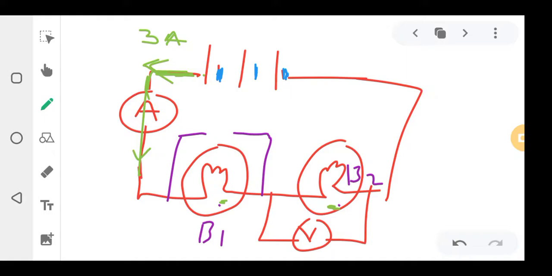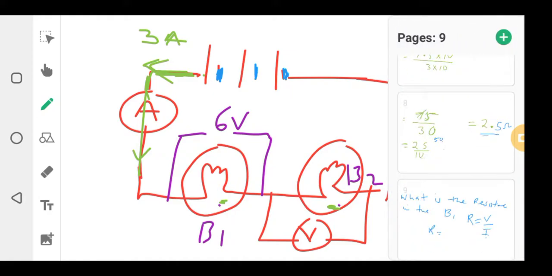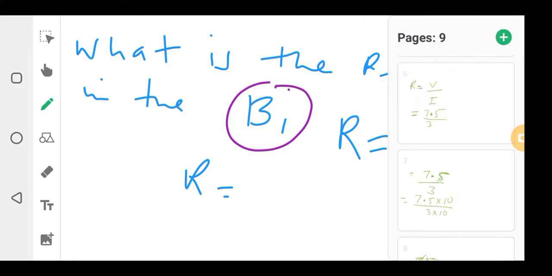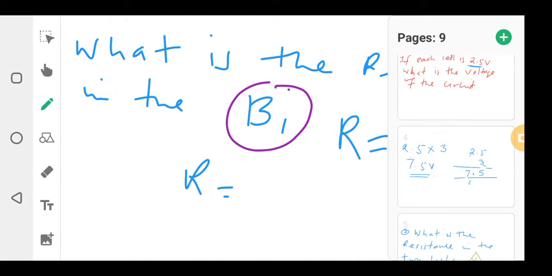Now, here they can say 6 volts, which is the voltage for this bulb. So when you're calculating the resistance for that bulb, guys, you ask, what is the voltage of the B1? This one, what is the voltage on B1? If you look at the diagram, those numbers I'm putting, they're just there to help you understand.